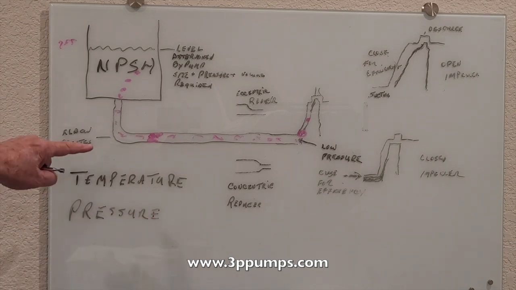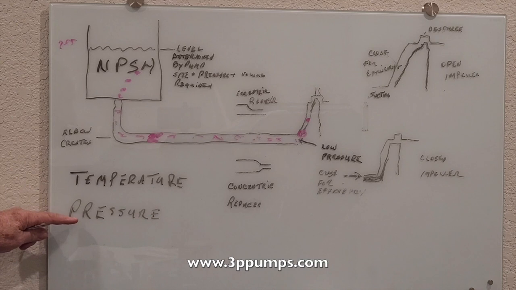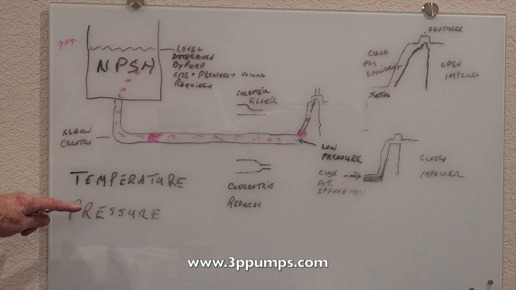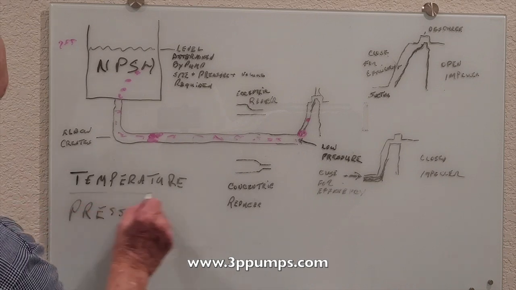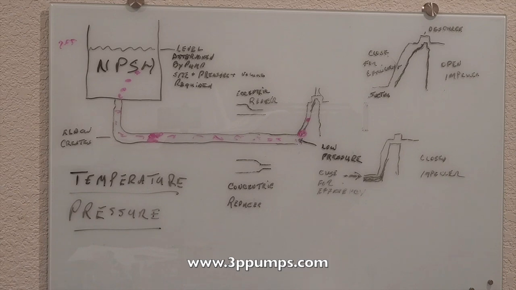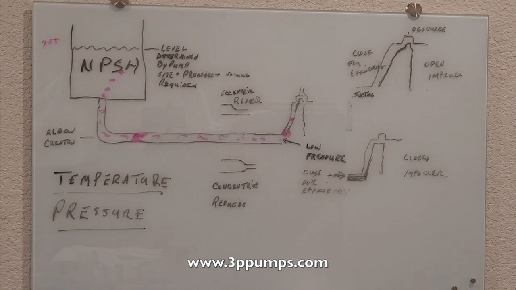Temperature on liquid, the higher the temperature goes up, the more pressure you need to keep your liquid from turning to vapor. Okay? The lower the temperature comes down, the less pressure you have to keep it in liquid state. So that's the relationship between temperature and pressure in liquids. And that is something that you have to keep in mind when you're doing all of this. These things can affect what happens at the impeller.